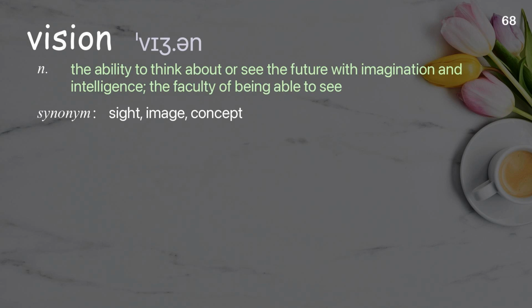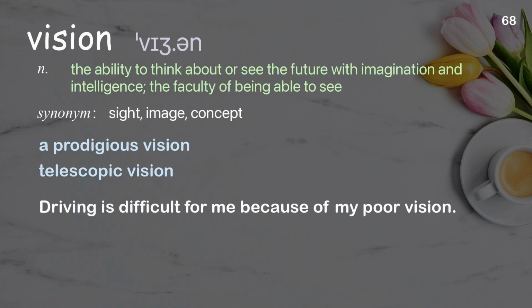Vision. The ability to think about or see the future with imagination and intelligence, the faculty of being able to see. Examples: a prodigious vision, telescopic vision. Driving is difficult for me because of my poor vision.